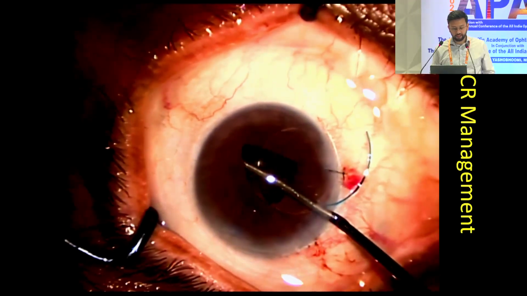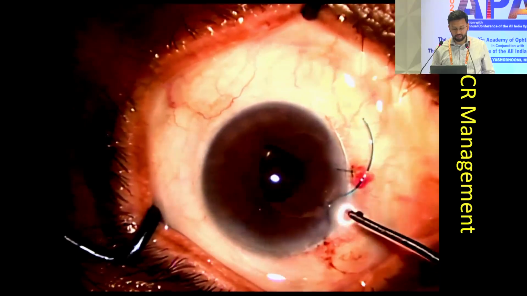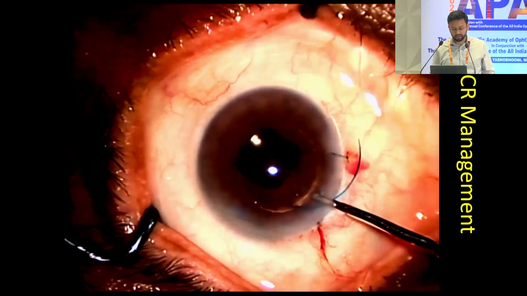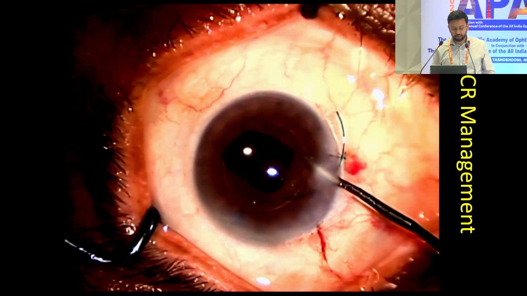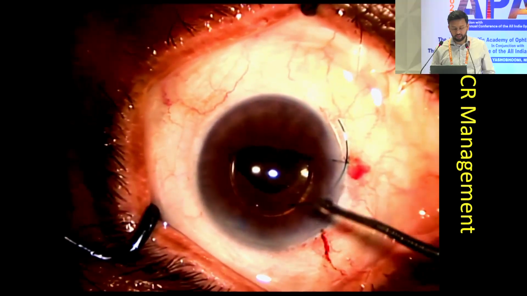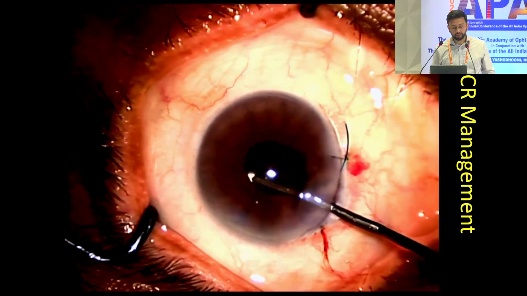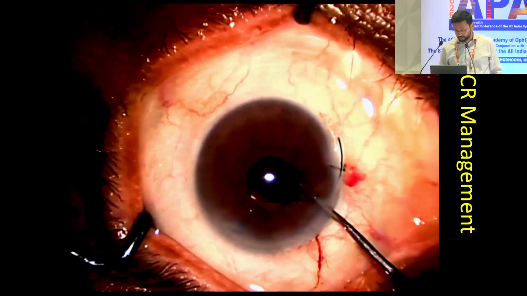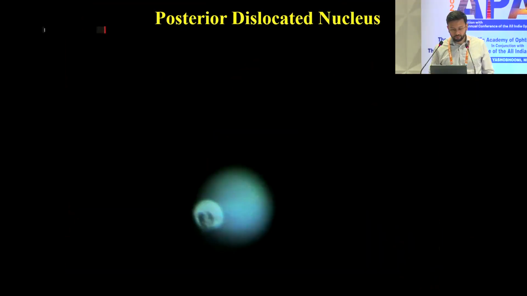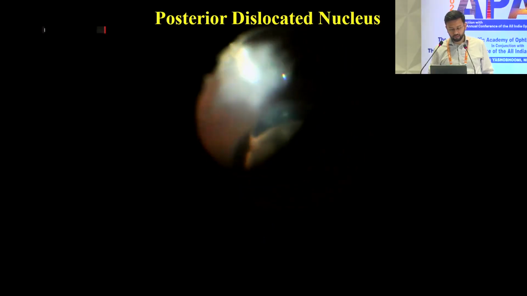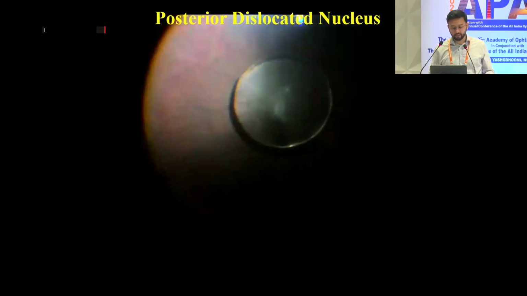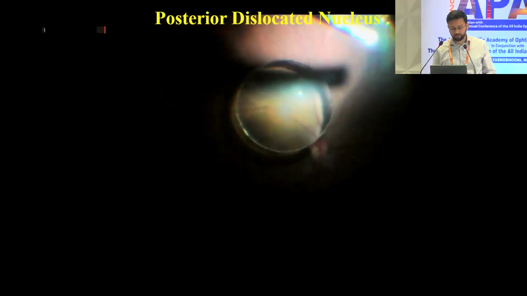So carefully sliding the leading haptic first inside, ensuring that it is in the sulcus, then we can slide the rest of the lens. Placing the optic under the iris and then gently rotating the lens into the sulcus. So in cases where none of these methods work and you end up with a posteriorly dislocated lens, then we have to refer it to a VR surgeon.